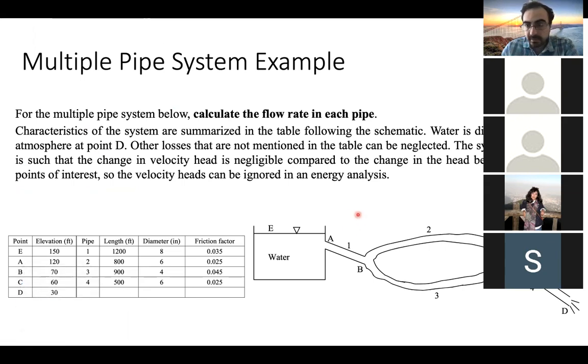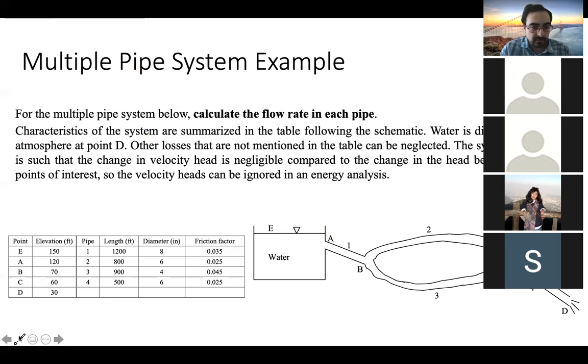Can you see my cursor? Yes. Yes. Okay, so we have a multiple pipe system, and we have a tank A here, and then through some pipes, pipe 1, 2, 3, 4, the water is kind of moved downward.